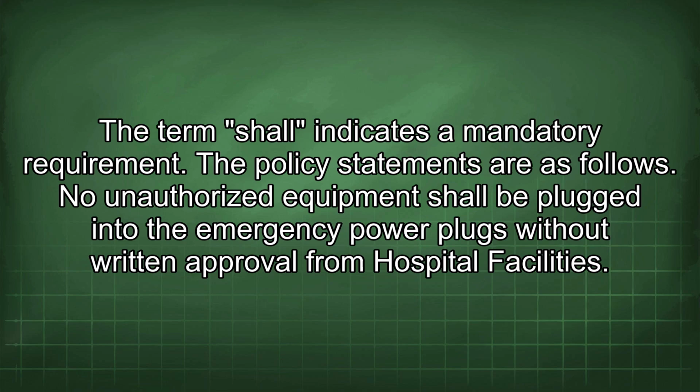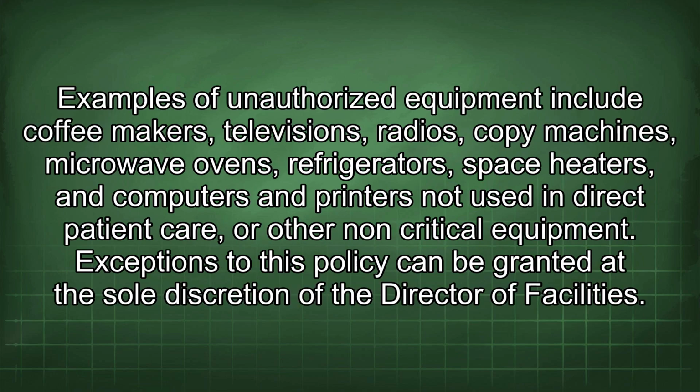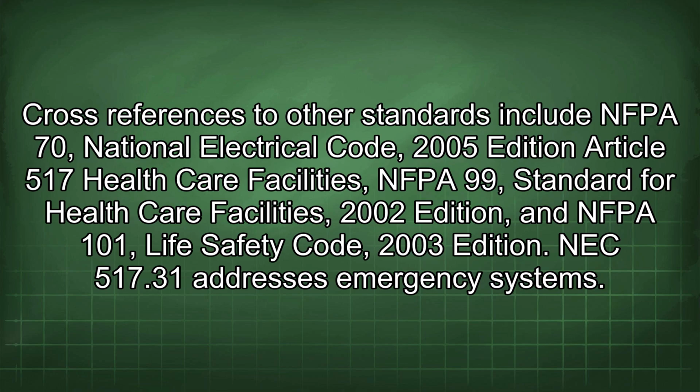No unauthorized equipment shall be plugged into the emergency power plugs without written approval from hospital facilities. Examples of unauthorized equipment include coffee makers, televisions, radios, copy machines, microwave ovens, refrigerators, space heaters, and computers and printers not used in direct patient care or other non-critical equipment. Exceptions to this policy can be granted at the sole discretion of the Director of Facilities. Cross-references to other standards include NFPA 70 National Electrical Code, 2005 edition, Article 517 Healthcare Facilities, NFPA 99 Standard for Healthcare Facilities, 2002 edition, and NFPA 101 Life Safety Code, 2003 edition.